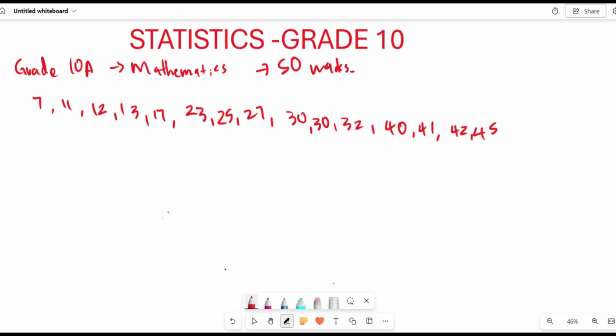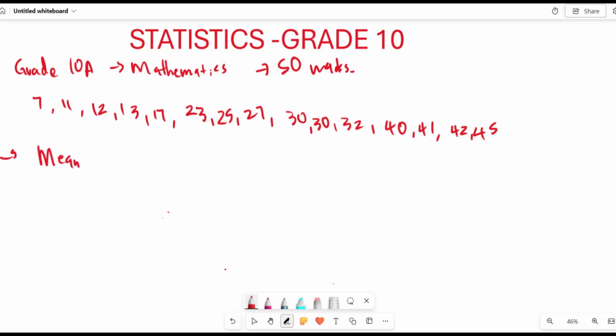The test was out of 50. Now, since this is going to be our ungrouped data, what is it that we can try and understand under ungrouped data? From our ungrouped data, there are a lot of things that we can understand. Firstly, we can understand what we call our mean.